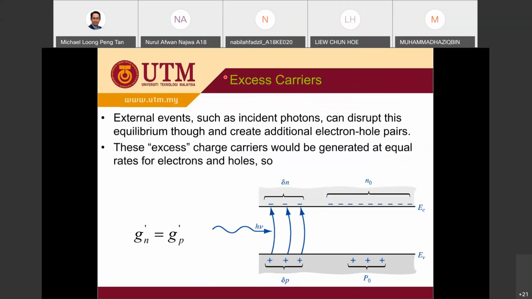Now it comes to these two things here. This is the new one: excess carrier, because before that it was all normal. This one you already know how to calculate from chapter 4, N0 and P0 here.